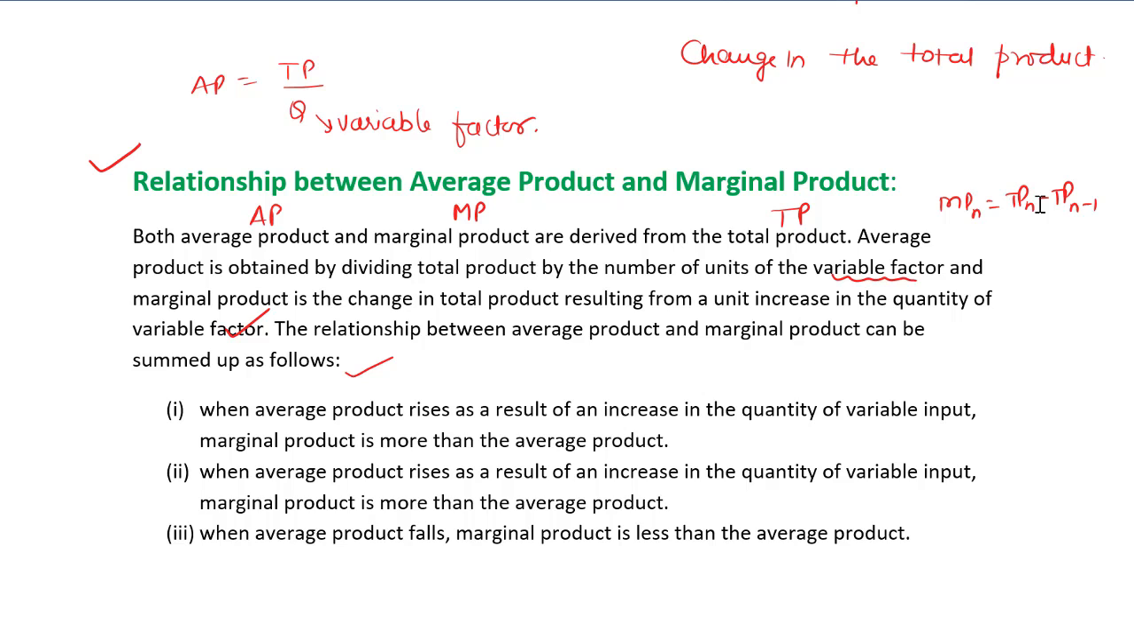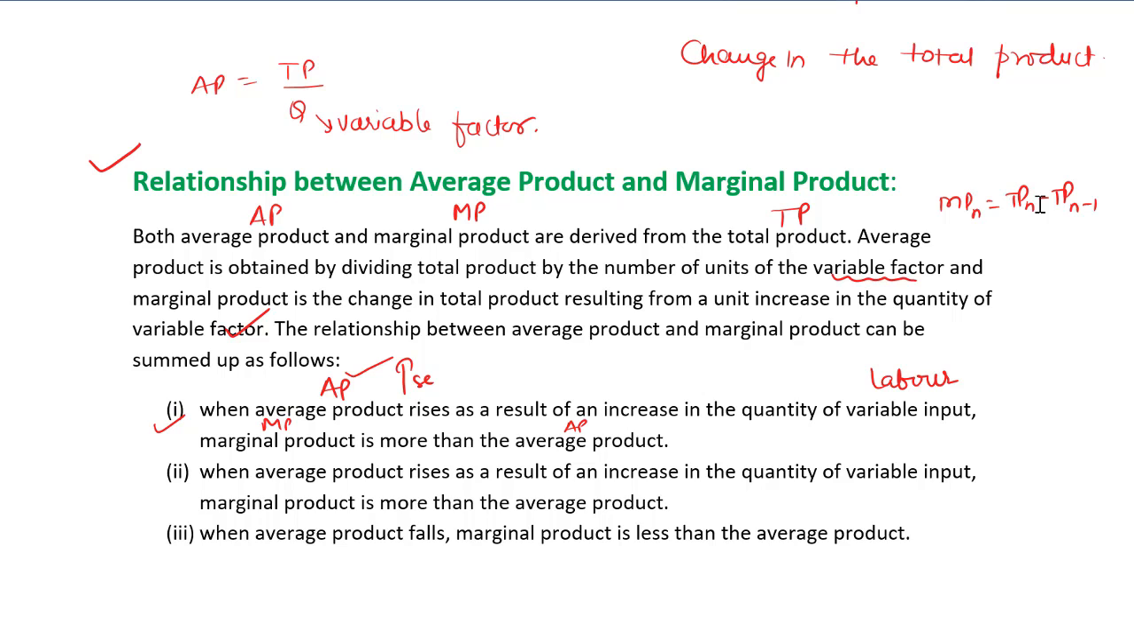The first relationship is given over here. Number 1, when average product rises as a result of an increase in the quantity of variable input, labor, marginal product, the change in total product, is more than the average product.